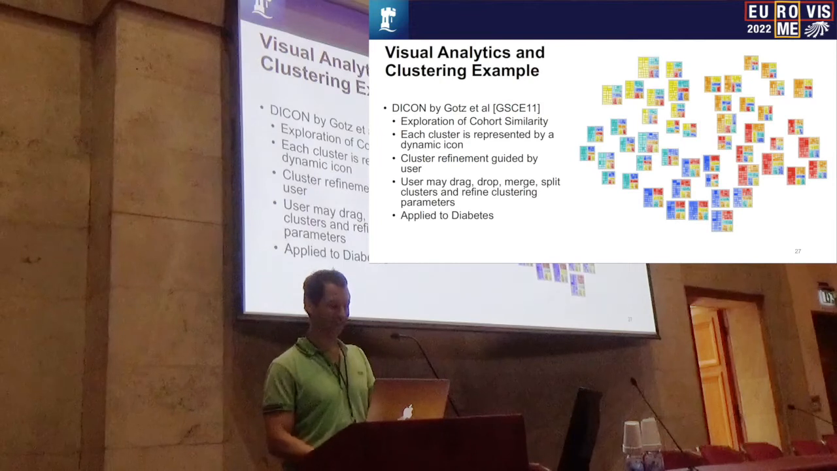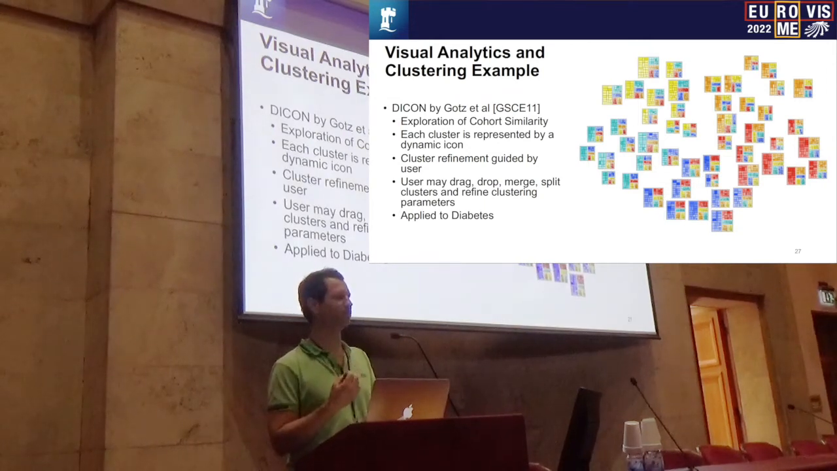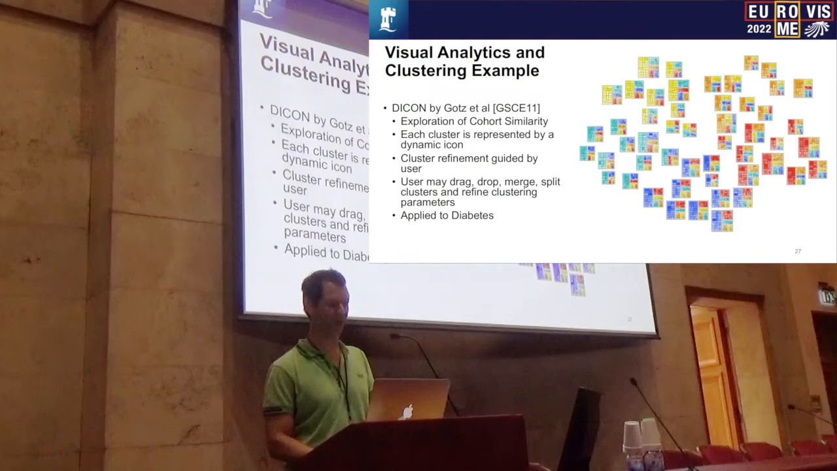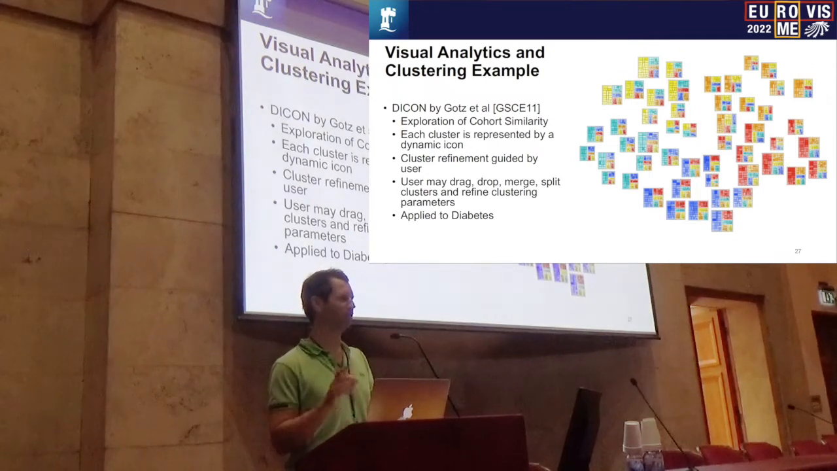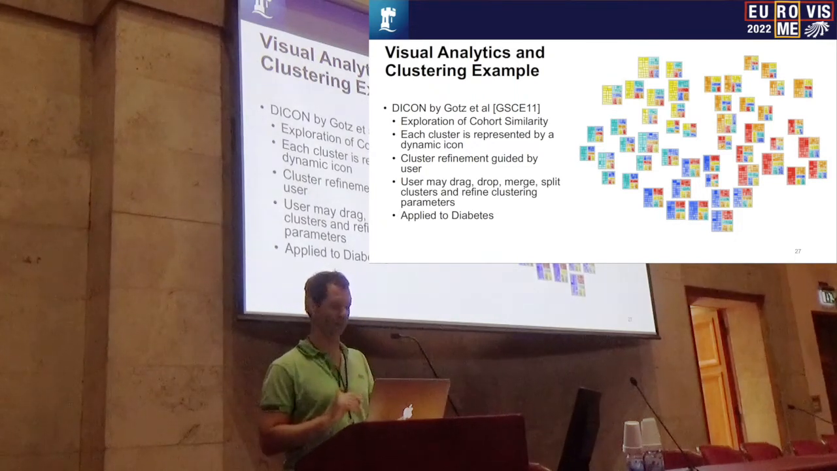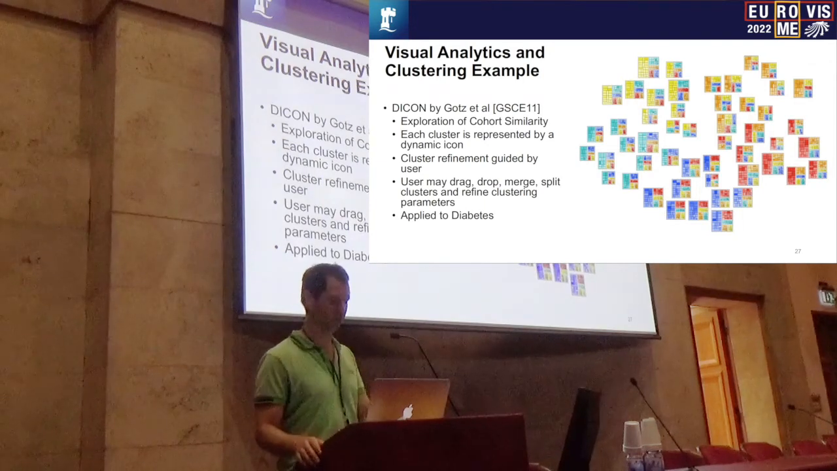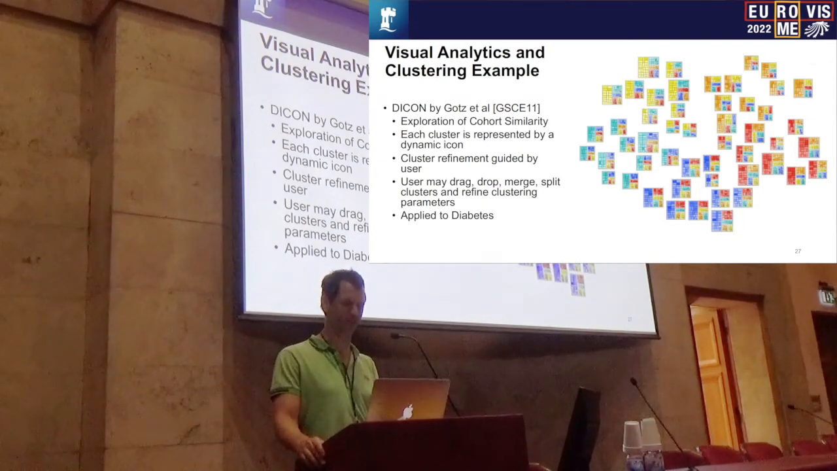So here's an example from the clustering section. So this is Dicom and Ritzenall. And it's an exploration of cohort similarities or groups of patients, right? And that's usually associated with population healthcare records. Each one of these icons represents a cohort, and then the clusters can be refined by the user. The similarity metrics can be tuned by the user, refined and edited, and the clusters can be subdivided, so dragging and dropping margins in the clusters are also supported by the system. And in this case, the paper studied diabetes.